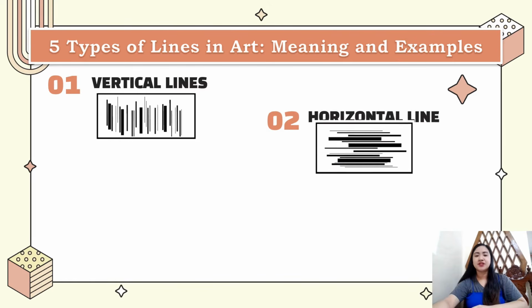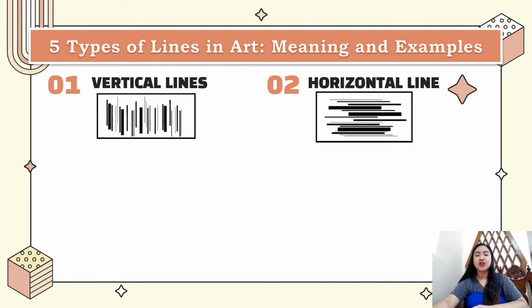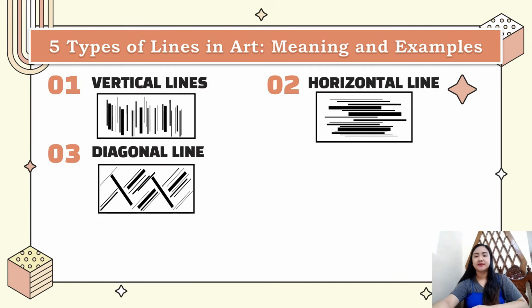Let us proceed with the next one, which is the horizontal line. Horizontal lines are straight lines parallel to the horizon. They move from left to right. They suggest width, distance, calmness, and stability. So this is an example of a horizontal line.